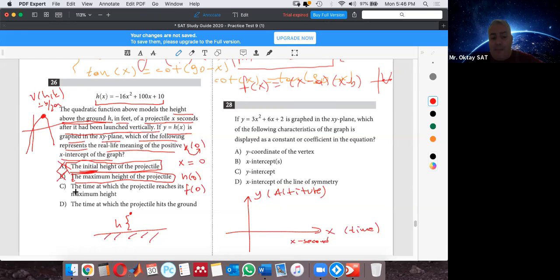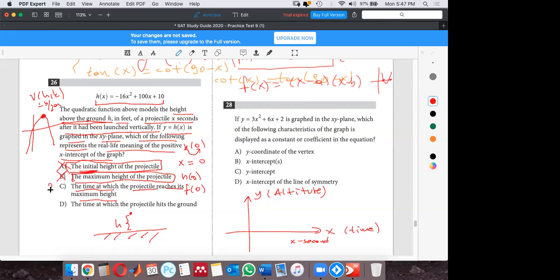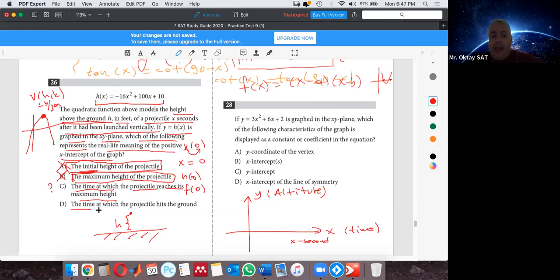The time at which the projectile reaches its maximum height. Question mark, it could be, I am waiting. The time at which the projectile hits the ground. It's good. Why? It was saying something here.